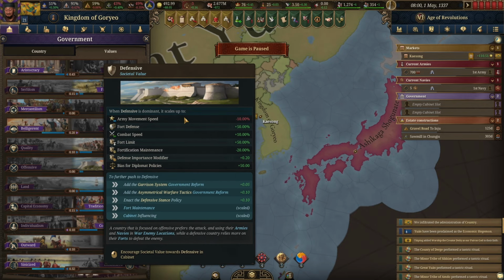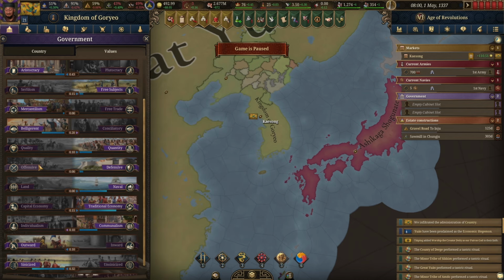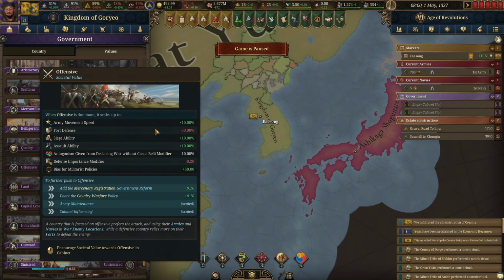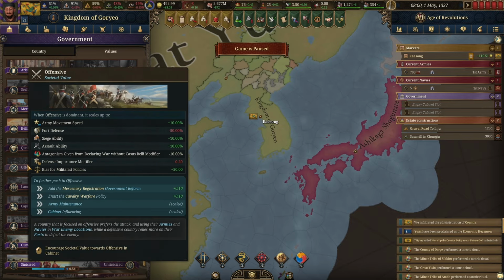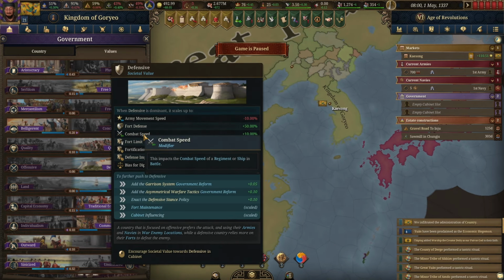Defense, on the other hand, its only real negative is that your army speed is lower. I mean, that's really its only negative, and it's not much of a negative compared to having your forts just be taken from you very quickly. Funnily enough, when it comes to actual fighting, offense doesn't really give you any benefits. Its main benefits are how fast your army is and the fact that you can siege and assault faster. But defensive actually gives a buff to your soldiers in the form of this combat speed buff, which affects how quickly they can get to the front lines from the reserves.